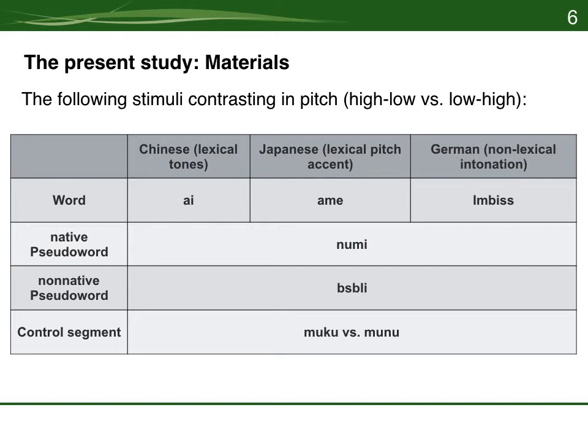For the native pseudo-word condition, a pseudo-word numi was selected that followed the phonotactic structure in all three languages in focus. For the non-native pseudo-word condition, a pseudo-word spli was selected that violates the phonotactic structures of the three languages in focus.